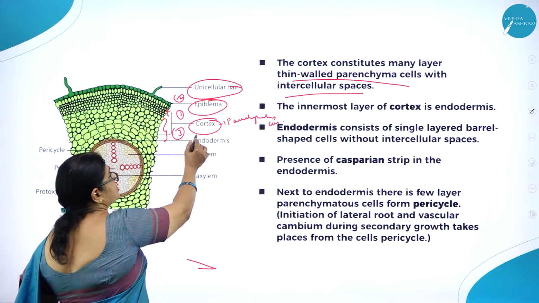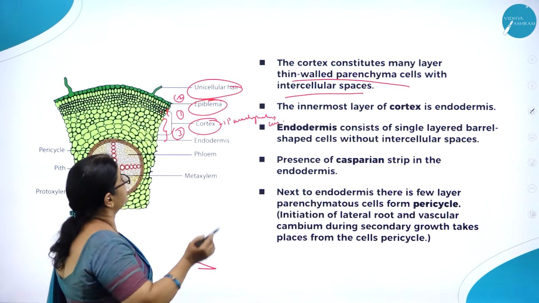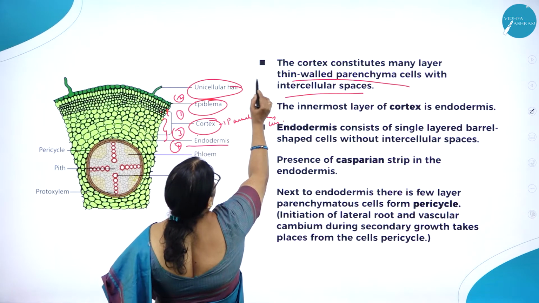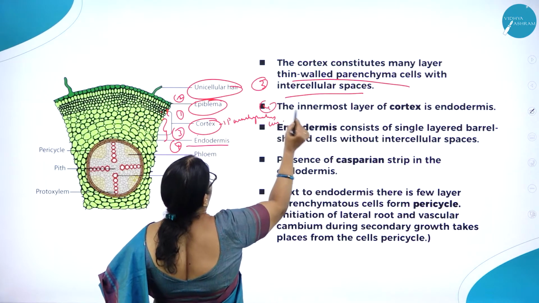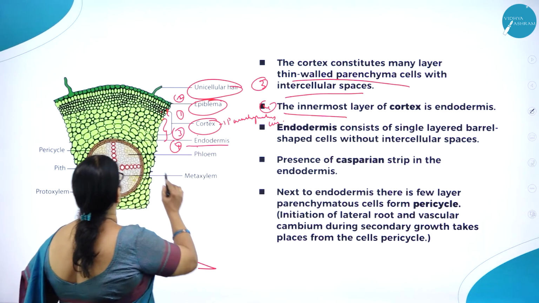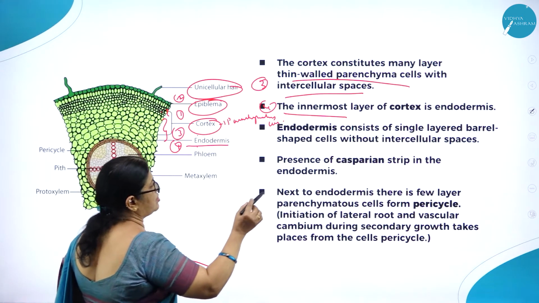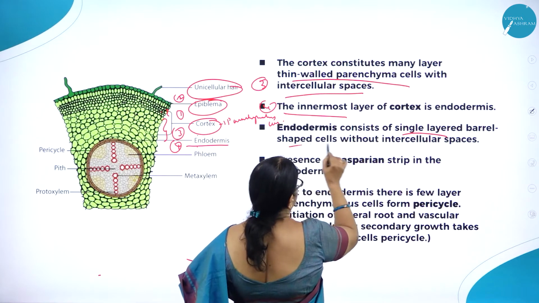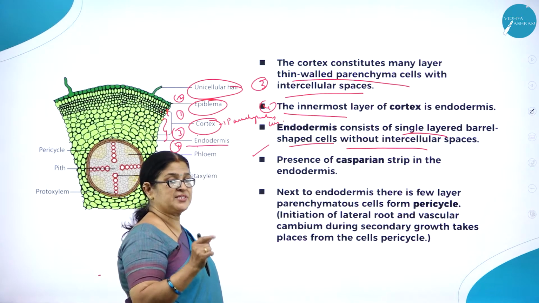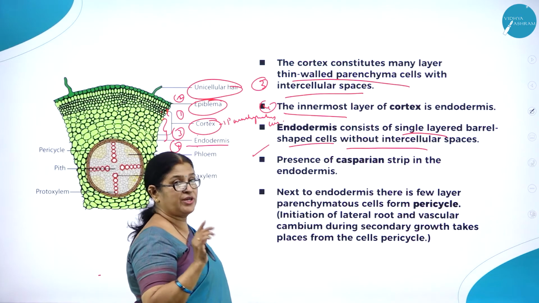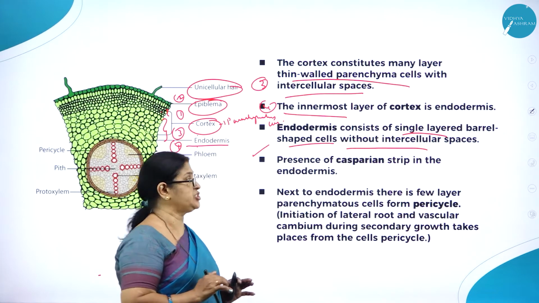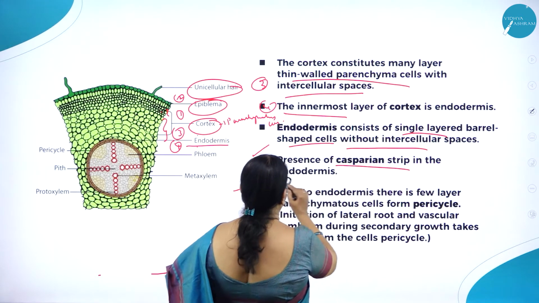Then next comes the cortex. Cortex is made up of what? Parenchymatous cells. The innermost layer of cortex is called endodermis. So this is the third point and this is the fourth point. Here you can see the endodermis consists of a single layered barrel shaped cells without intercellular spaces. What do you mean by intercellular space? There is no space between two cells. They are compactly arranged.